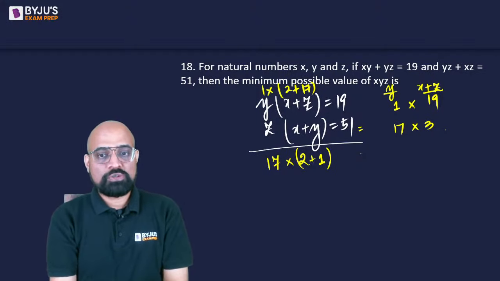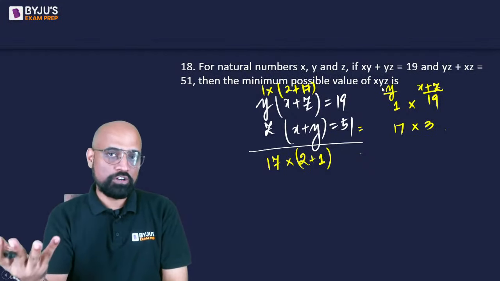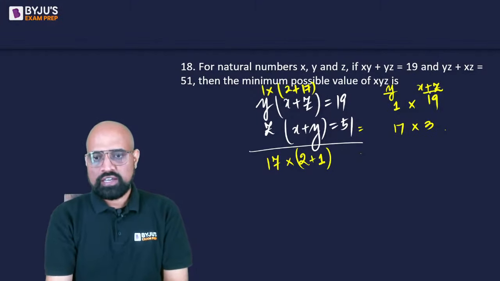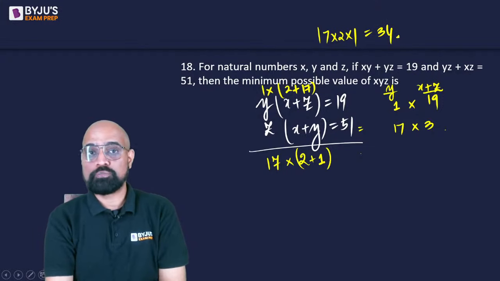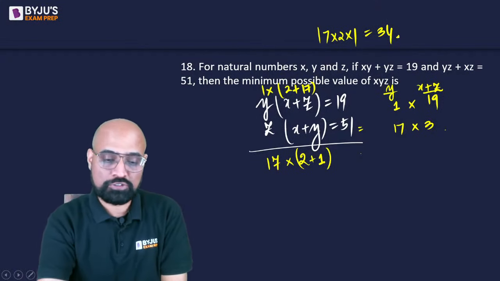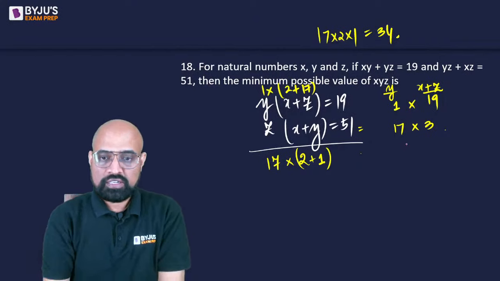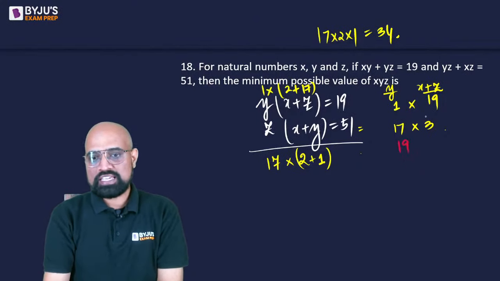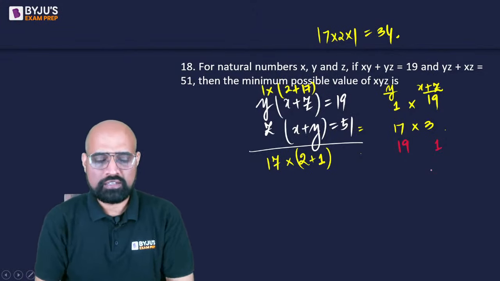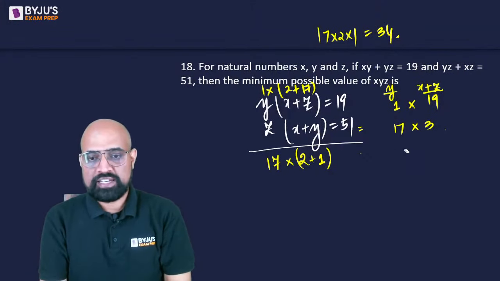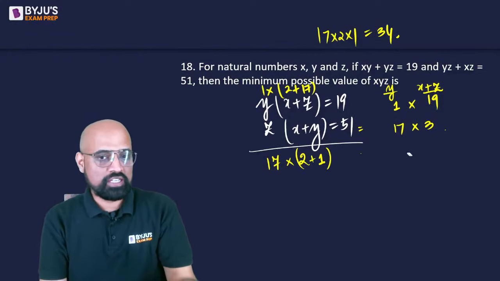So the minimum possible value of x, y, z means there are going to be a lot of values. सबसे छोटा वाला ढूंढना है. Right now, x into y into z is going to be 17 into 2 into 1, which is 34. Since it was minimum, we will not be sure unless and until we check other possibilities as well. The other possibility was if y is 19 and x plus z is going to be 1. भाई ये तो हो ही नहीं सकता, है ना? Because x plus z is 1, then at least one of them is 0, but they are both natural numbers.